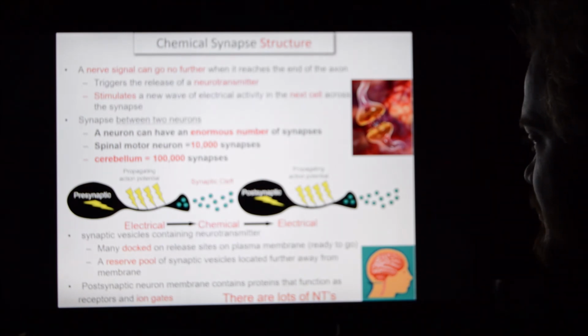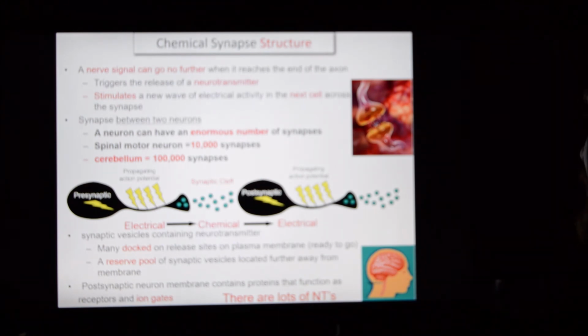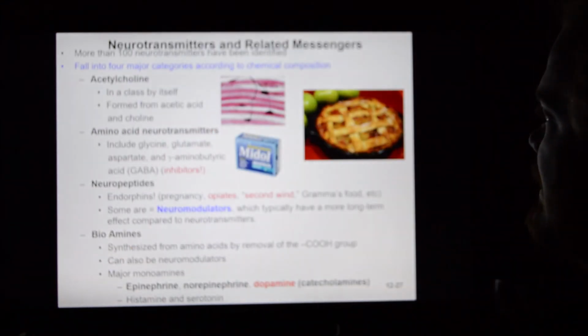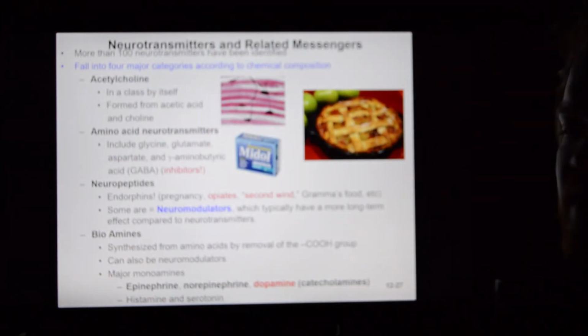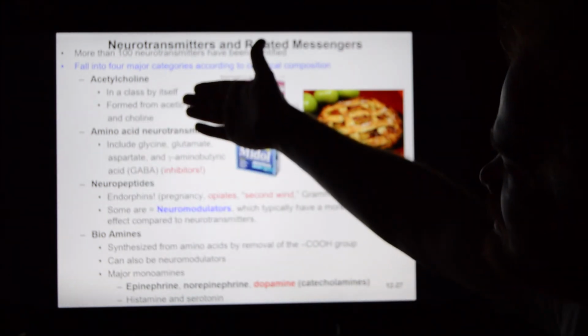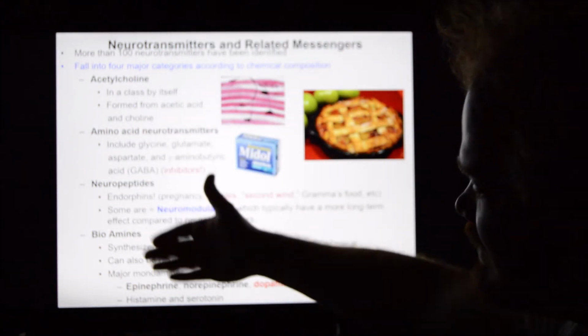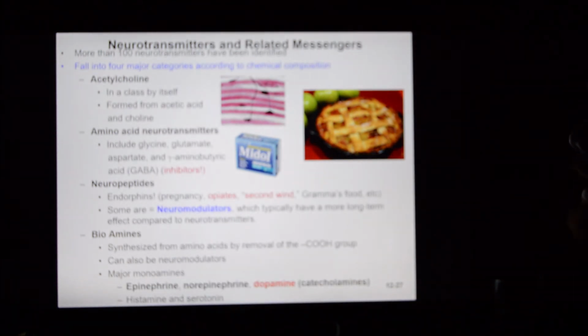Okay, there are a lot of different neurotransmitters, and I'm going to talk about a few. There are four major suites of neurotransmitters: the acetylcholine neurotransmitter, amino acid-based neurotransmitters, neuropeptides, and bioamines. I'm going to keep this very simple. Acetylcholine is acetylcholine is acetylcholine. It gets a category all to itself.